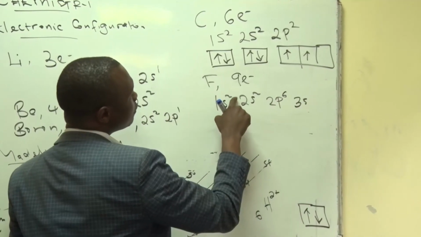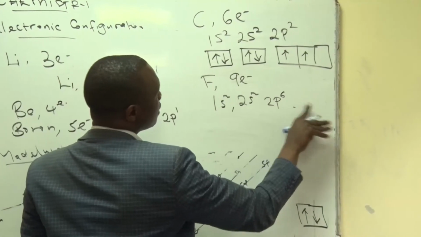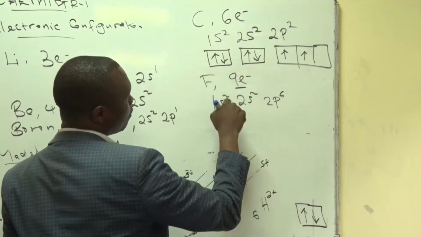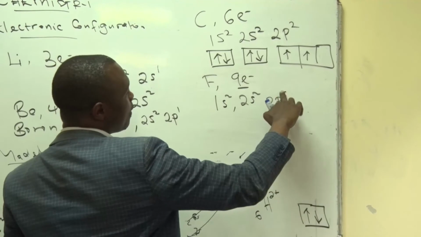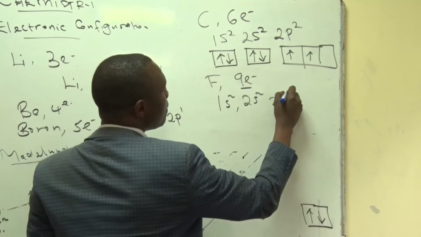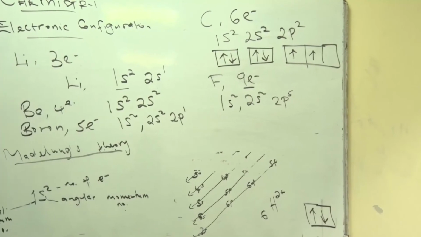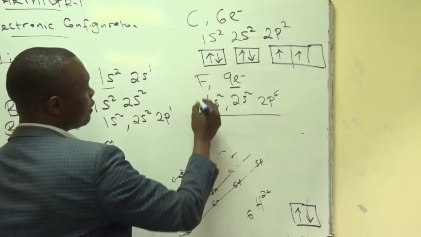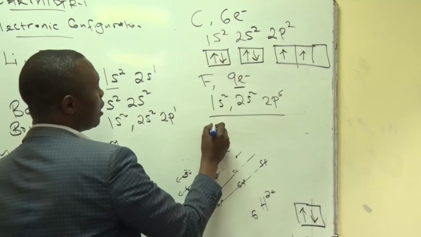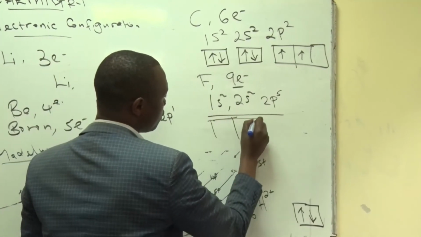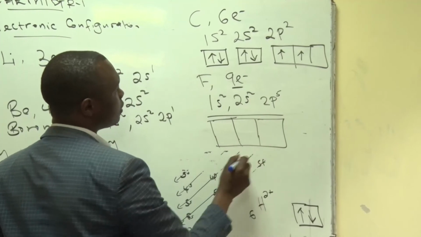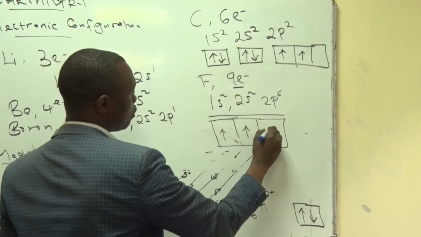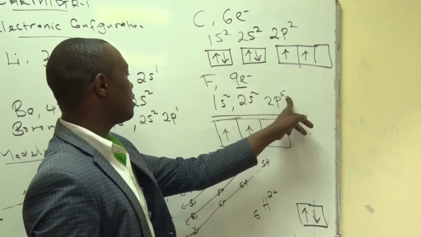Sorry, fluorine has 9 electrons. So here we have 2, those are 4, and then the remaining 5 we put here. The p must have a maximum of 5 here. This is the electron configuration of fluorine. Doing the orbital diagram, that is how we can do it. Let's first fill the first 3, because we apply the Hund's principle. You can see the p electrons are 5.